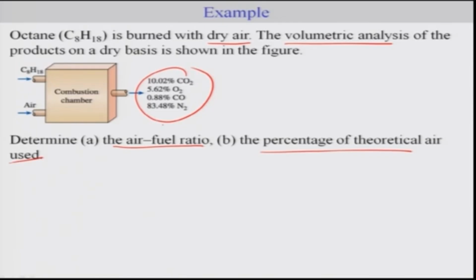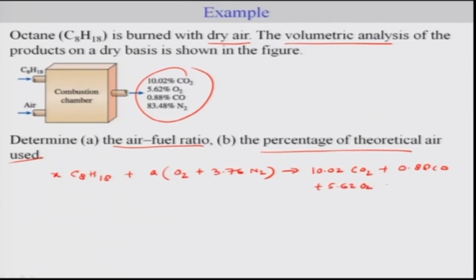That means we need to write something like this: you have octane. Let's assume that you have X mole of octane. This is burned with a certain mole of oxygen, that means oxygen plus nitrogen. This is the A mole of air, leading to, this is volumetric analysis, so we are on a dry basis, let's assume this as 10.02 CO2 plus 0.88 CO and some amount of water.